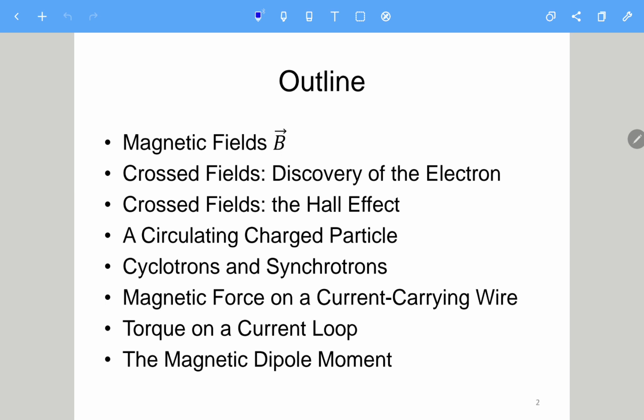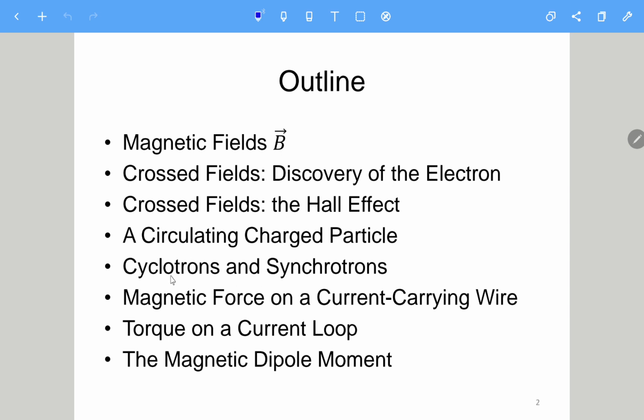Within the crossed fields, there are some interesting phenomena, including the discovery of the electron and the Hall effect. And then, if you have a charge entering the B field, it can have a circular motion, because there will be a force acting on the charge. This force will keep changing the direction and make the charge move in a circle.